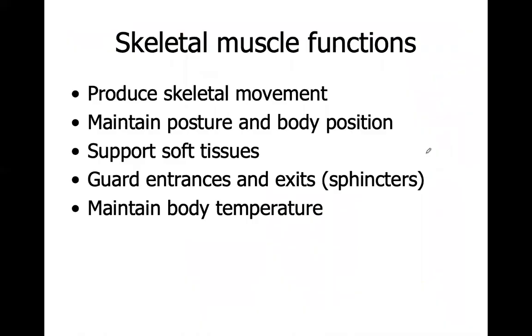Now let's take a look at some of the characteristics of the skeletal muscle. The first one is logical: produce skeletal movement. As the name implies, these muscles are attached to the skeletal system, and with the help of joints, ligaments and tendons, they allow movement of the skeletal system. They help you maintain your posture. They protect soft tissue, for instance the abdominal muscles. There are four layers of those, and these muscles protect the internal organs, typically the digestive system. They guard the entrances.